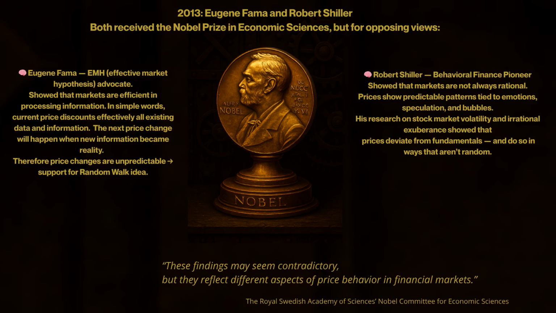Let's find out. In 2013, the Nobel Prize in Economics was awarded to three men, including Eugene Fama and Robert Shiller, for defending seemingly opposite views about how markets work. Eugene Fama was honored for developing the efficient market hypothesis. He believed that markets are rational, that prices always reflect all available information, and that future price changes are unpredictable because new information appears at random. That's why the idea of the random walk became central to his theory. If no one can predict the news, no one can predict the price.